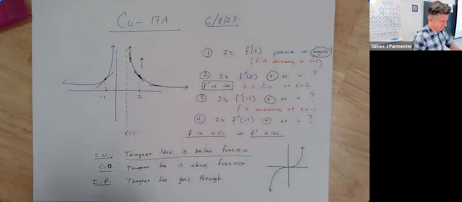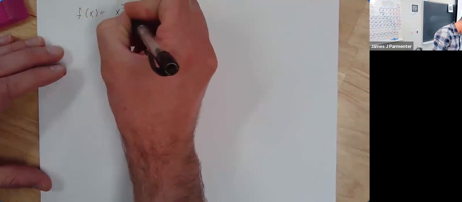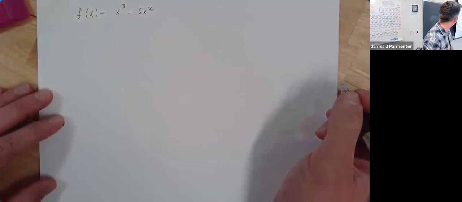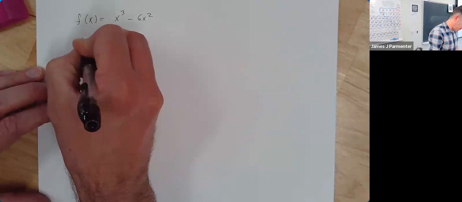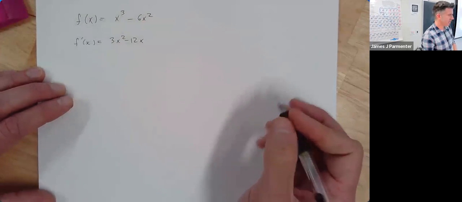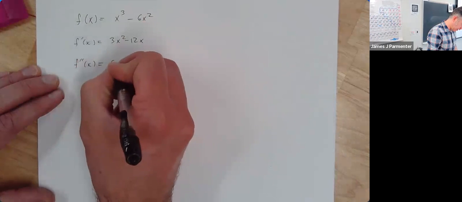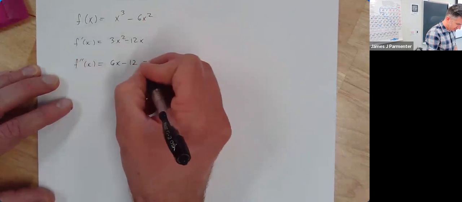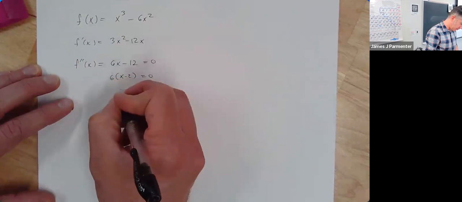Sure. Let me give you an example. Let's go back to the usual kind of example. Let's say my function is x cubed minus 6x squared, and I want to find the inflection points. So the first derivative is 3x squared minus 12x. I'm not going to worry about setting that equal to 0. I'm just going to move on. The second derivative is 6x minus 12. I set that equal to 0, and I factor out a 6, I get x equals 2.